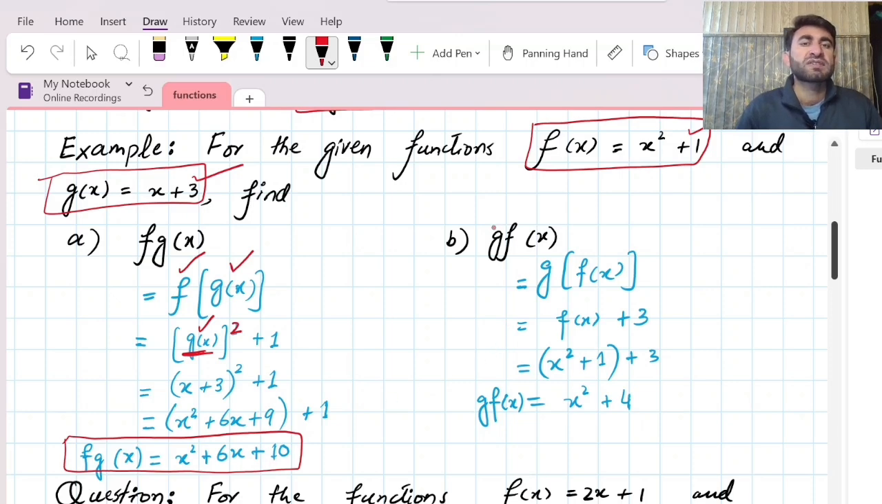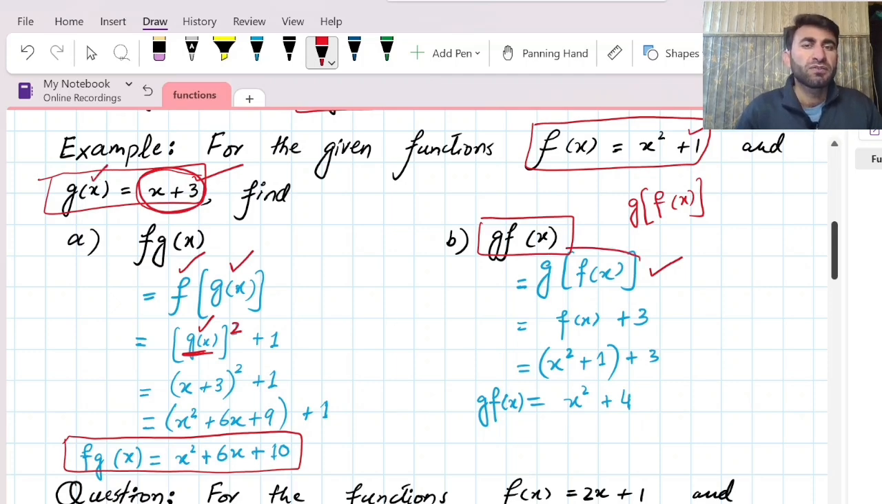Now let's talk about the second composition gf of x. What does it mean? That we have to replace the output of f of x as the input of g of x. That is why it is written as g of f of x. And now what was the function g of x? It was x plus 3. When the input of function g of x was x, the output was x plus 3.